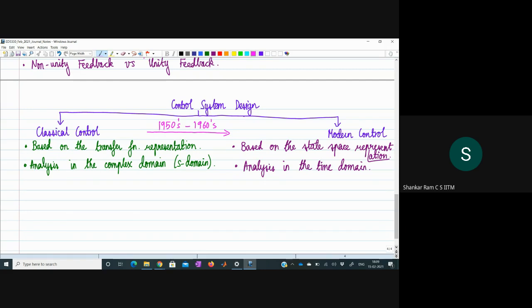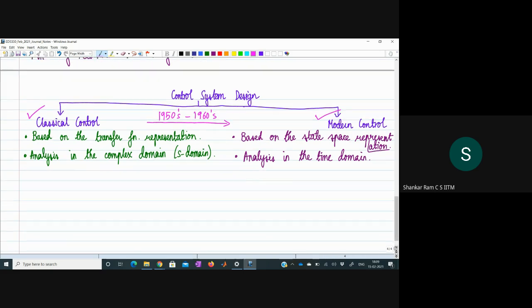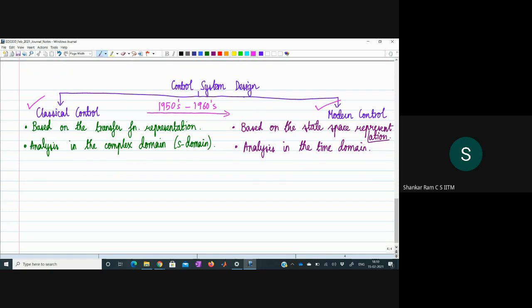So that is the broad reason why these are called classical and modern. In this particular course, we are going to learn about classical control. We are also going to learn about modern control. So we will learn both these methods, but first we will learn about classical control.